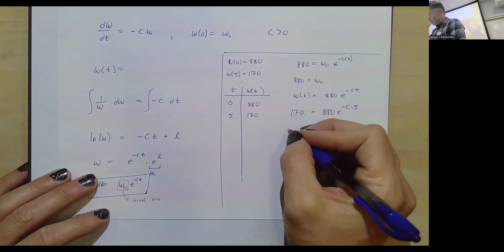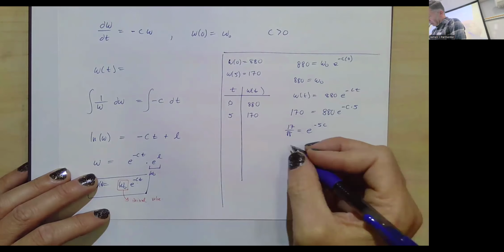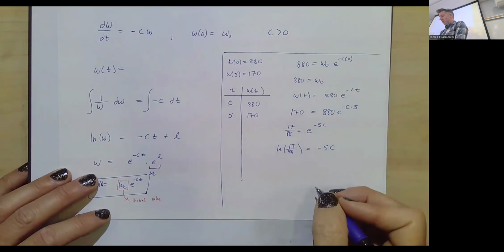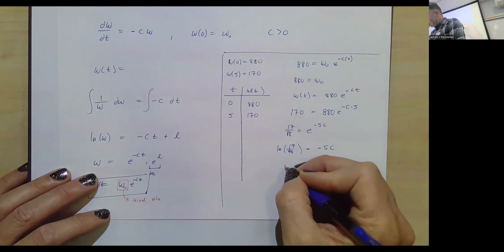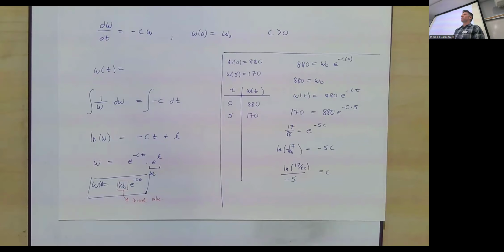So divide both sides by 880, you get 17 over 88 equals e to the negative 5 times C. Take the natural log of both sides. You get negative 5C. And then finally, solve for C. So C is going to equal the natural log of 17 over 88 divided by negative 5. I will point out that they said that C was a positive constant called the decay constant. And it is because the natural log of 17 over 88 is a negative number. It's the natural log of a number that's less than 1, and so you're between 1 and 0 where the natural log gets super duper negative. So this is a negative over a negative, which is a positive.